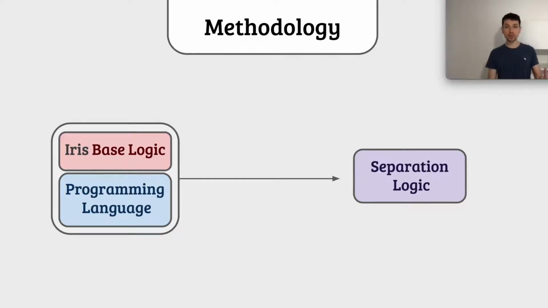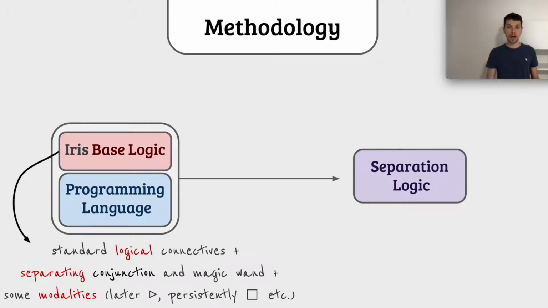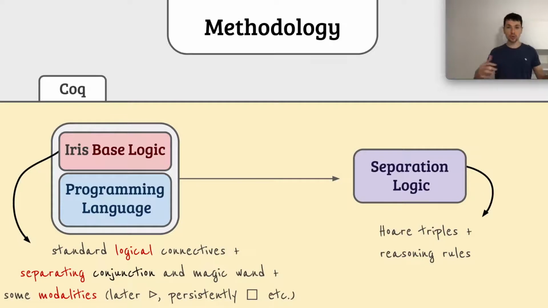This is the footprint of our work. Our idea was to couple an Iris-based logic with a programming language with support for effect handlers, and then derive the separation logic. Iris is a modal logic with some standard modalities such as the later modality and the persistently modality. And a separation logic is where we can reason properly about programs with notions such as Hoare triples and reasoning rules. And the whole was done with Rocq, which says that everything was formalized and verified by the machine.